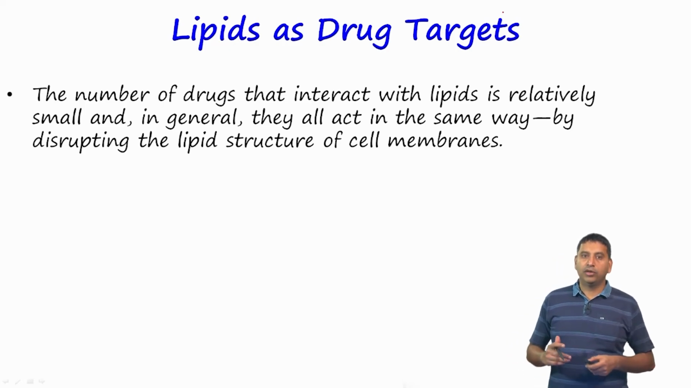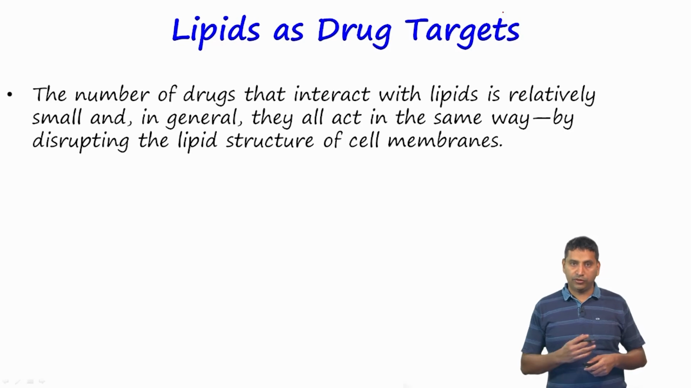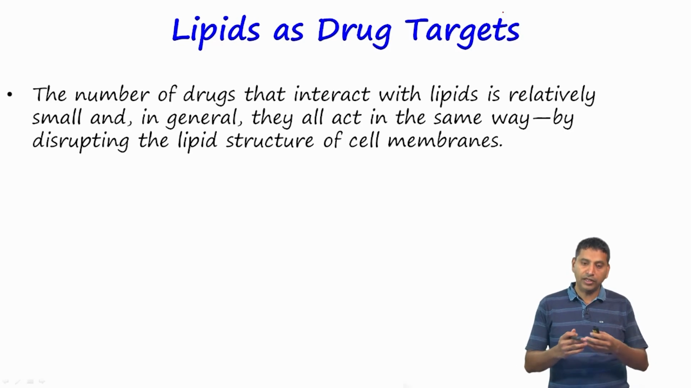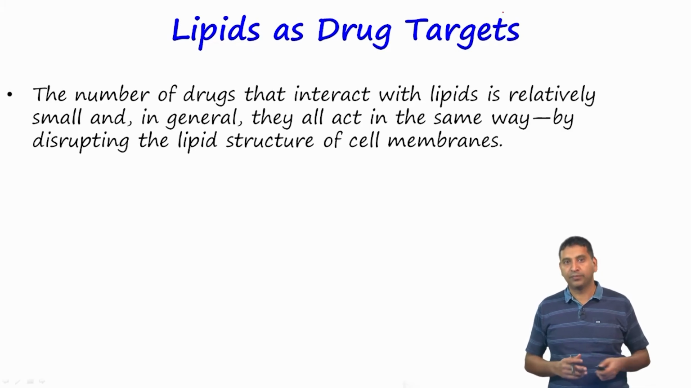Okay. And so, if lipids are considered as drug targets, then what would happen is that they would disrupt the lipid structure of the cell membrane, and once this is disrupted, the protective layer around the cell becomes less efficient, and the cell can rupture and die.